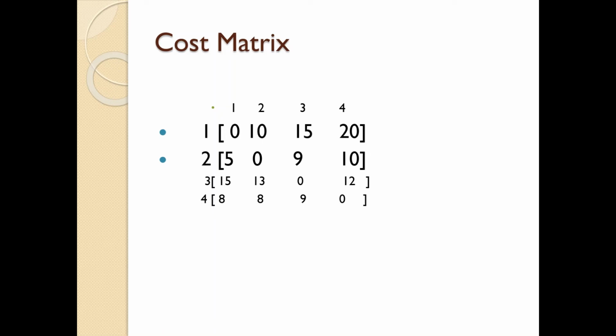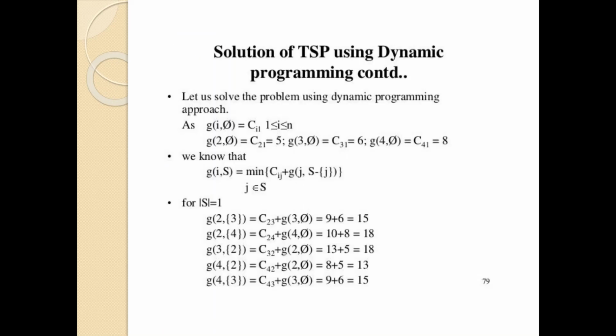So suppose you are considering the vertices 1 2 3 4 here, and the starting vertex is 1. By using the dynamic programming approach, G of 2 comma phi means 2 to 1. What is the cost here? 2 to 1 is 5, 3 to 1 is 6, 4 to 1 is 8. Like that we are going to consider.